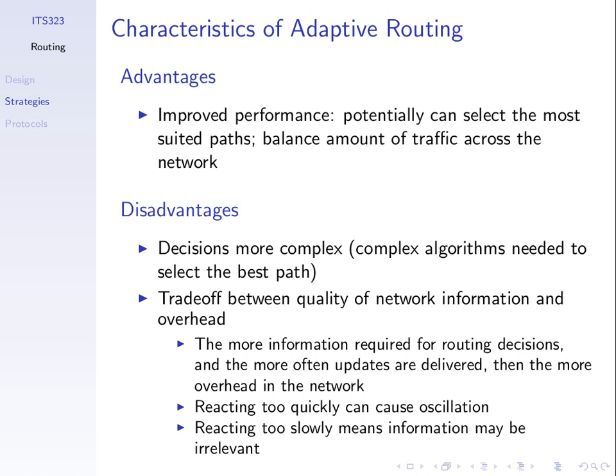The disadvantages are it's more complex. That is, the algorithms needed to select the best path need to take into account the continually updating information. And there's a trade-off between the amount of information and the frequency that we collect the information and the overhead. The more information we collect and the more often we collect, we get better quality information about the network status, and therefore we'll select the more optimal paths.